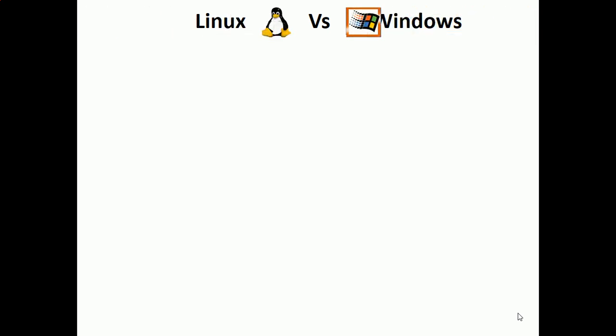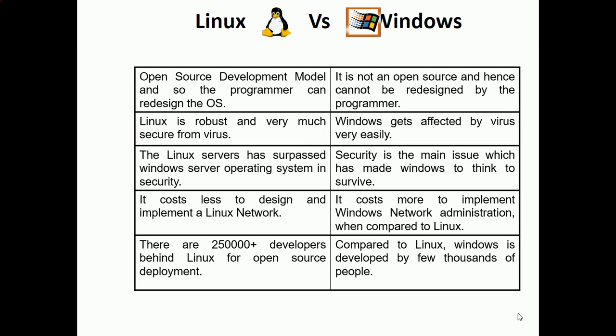There is a comparison between Linux versus Windows. Linux is an open source development model, meaning you can easily download the source code and edit it for your own purpose, whereas Windows is not available as open source. Linux is robust and secure from viruses. Linux servers are preferred over Windows Server operating system. The reason is security and cost.